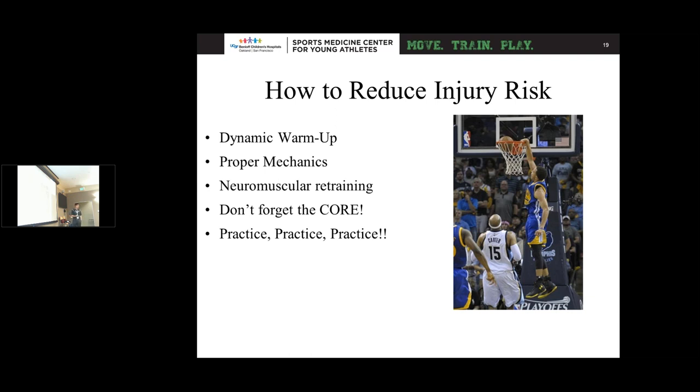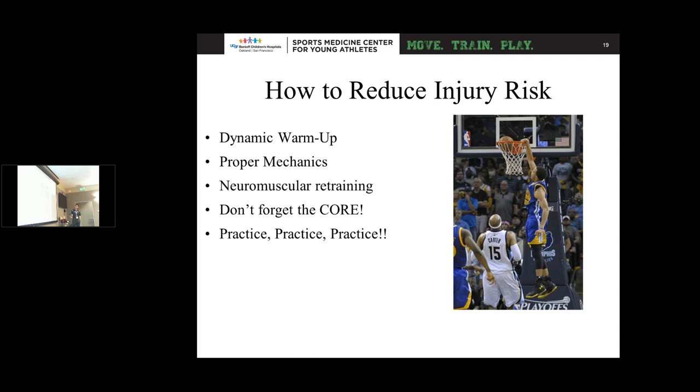We have to warm up properly. And sometimes it's like, I got to practice late, or I got to the game late, and coach is yelling at me, and I need to just get in the game and start going or whatever. But if you have a proper dynamic warm-up, use the muscles in the way that they're going to get used during the game, you're less likely to tear a muscle or pull something or break something.